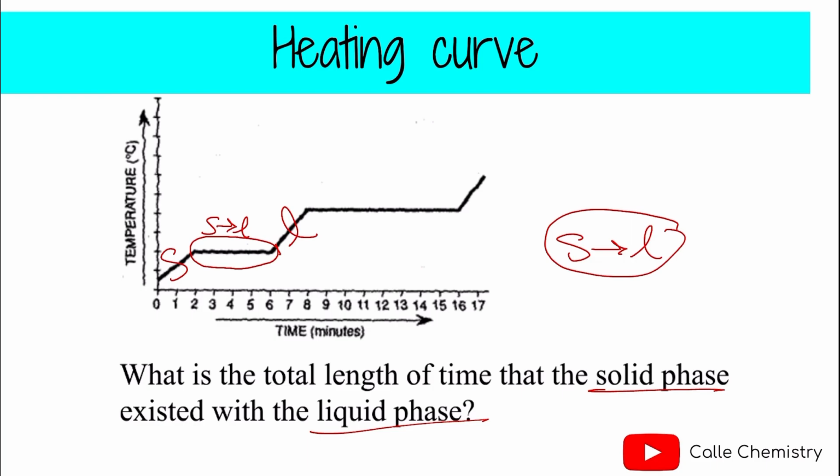So what is the total amount of time? Well, it started to melt at minute 2, and it finished melting at minute 6. So once again, we can either count it or we can subtract, which is 6 minus 2, and that would give us 4 minutes.